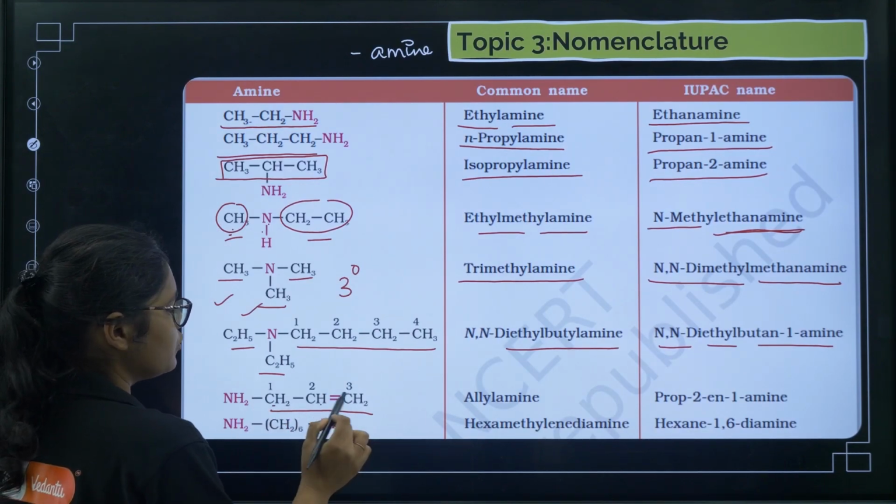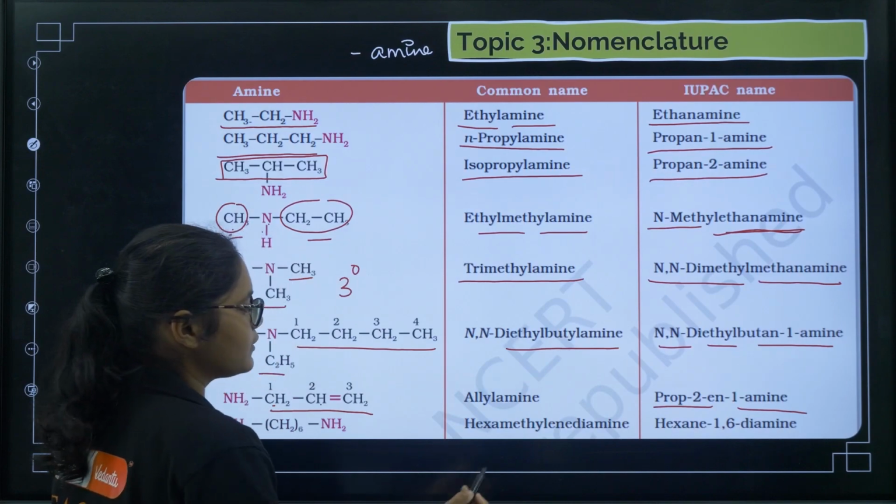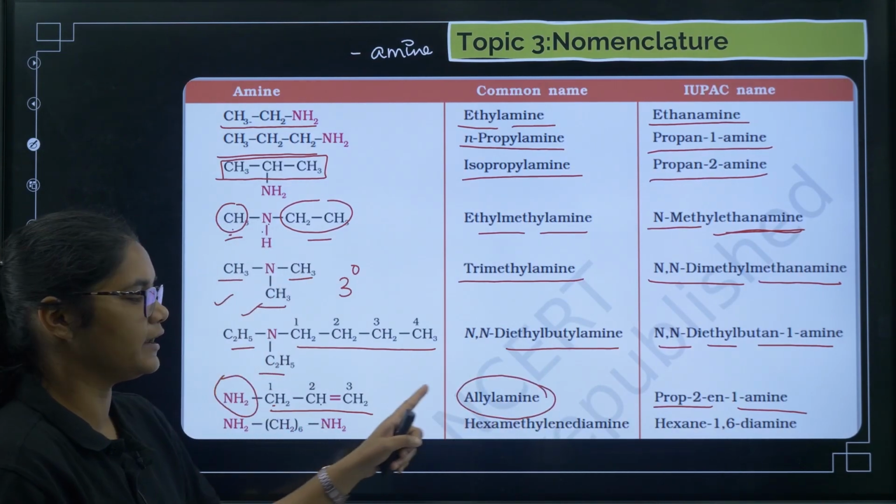Next, coming to this one, this is an alkyl group. So you have 1, 2, 3. So propene, that is prop-2-en-1-amine, and the common name is very important, allyl group, right? On the allyl position there is an NH2 group, so allylamine.